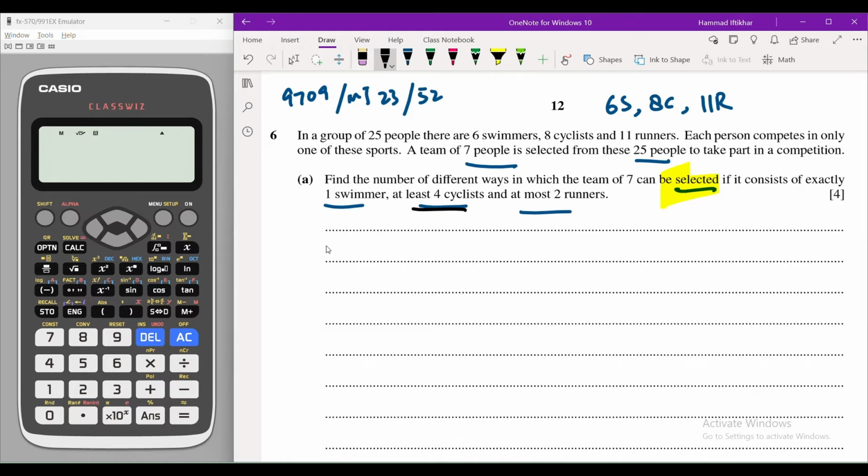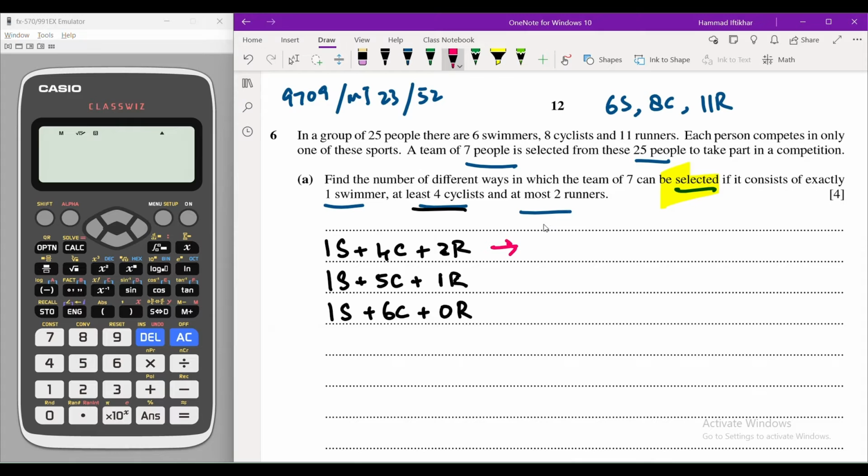So when we have one swimmer, four cyclists, so we have 5 people already. So that means we have 2 more runners over here. Another possible combination could be where we have one swimmer, 5 cyclists, and 1 runner. Another possible combination could be one swimmer, 6 cyclists, and 0 runners. Right? So let's see what are their corresponding combinations.